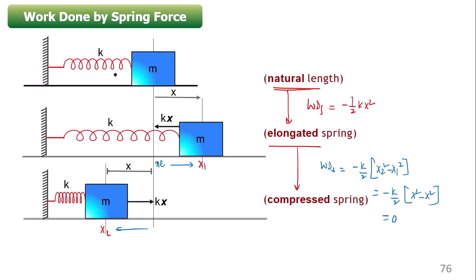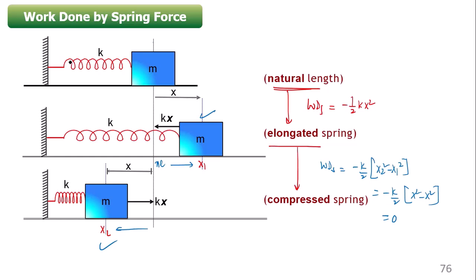So from natural length, if you are moving towards either the compressed region or the elongated portion, there is work. But from this position to this position, there is no work, because one work is positive and another work is negative, so ultimately they cancel. If I compress the spring from this point to that point, then also the same work.